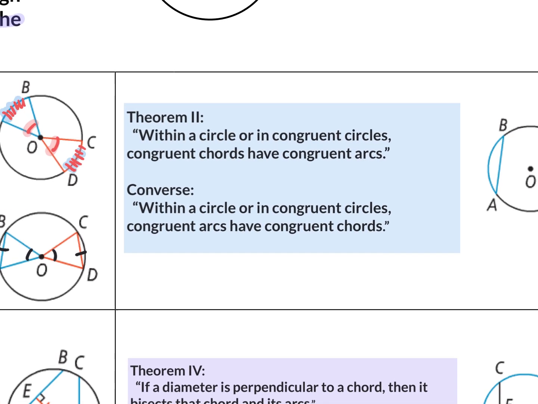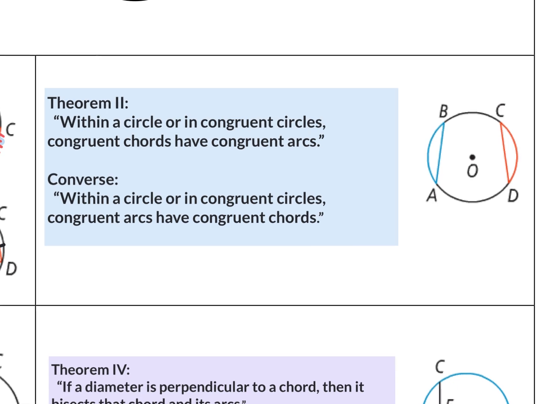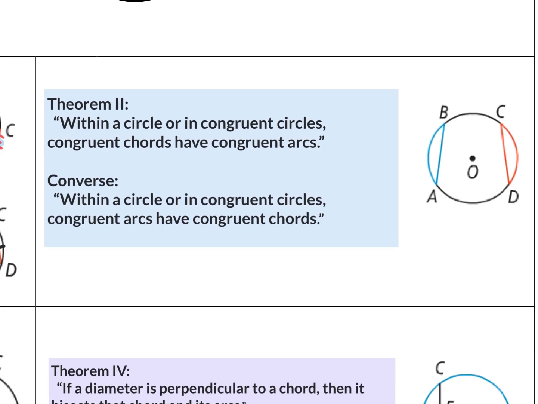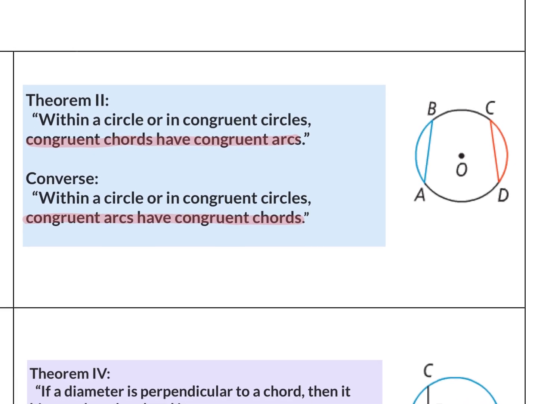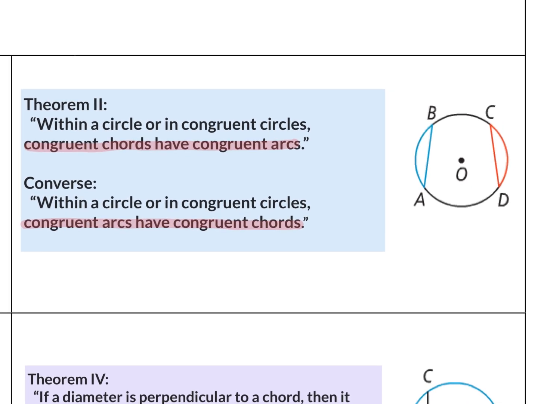Let's continue with the second theorem. The second theorem simply says that within a circle or in congruent circles, congruent chords have congruent arcs. Keywords: congruent chords and congruent arcs. Also, within a circle or in congruent circles, congruent arcs have congruent chords. Let's look at our diagram here. It says that congruent chords have congruent arcs.